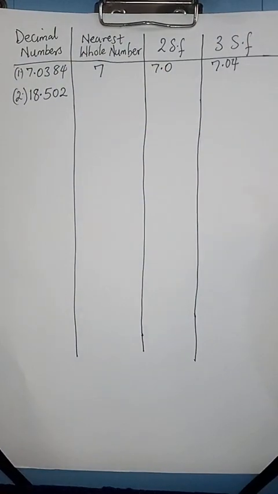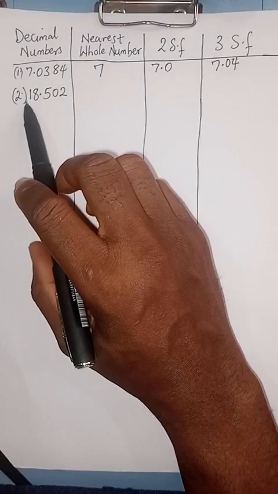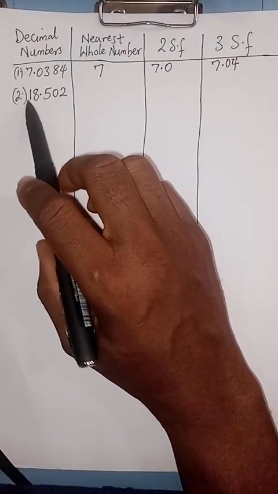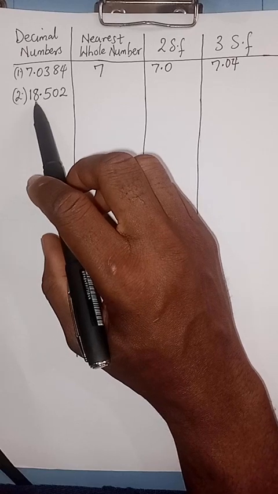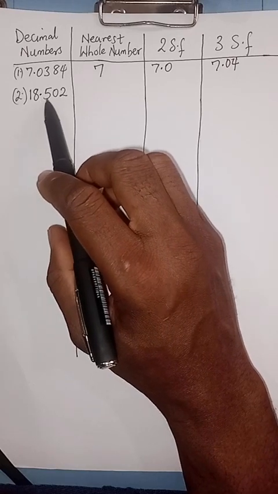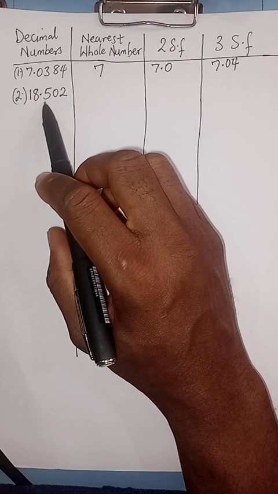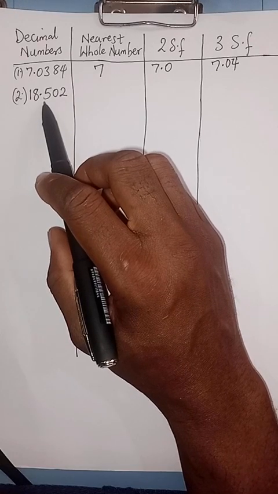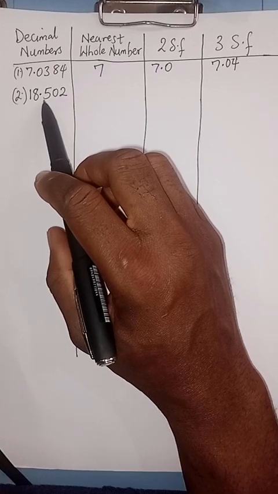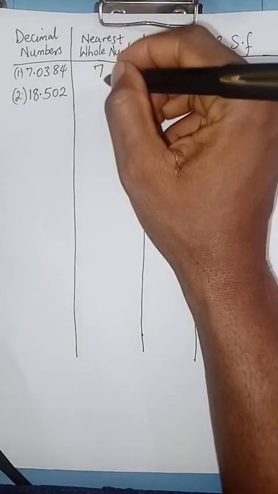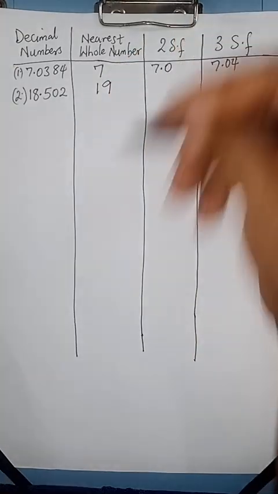18.502. Now let's first of all round to the nearest whole number. The whole numbers I have here is 18. They are the digits before the decimal point. But just before I write that, I had to check the digits after the decimal point. It's 5. What does that tell you? It means I'm going to round up by adding 1 to 8. And my answer is 19.